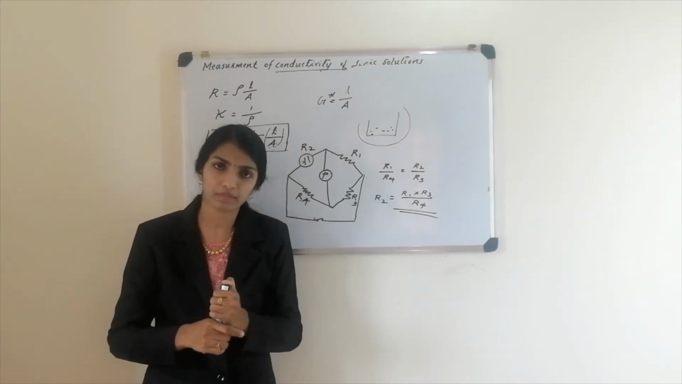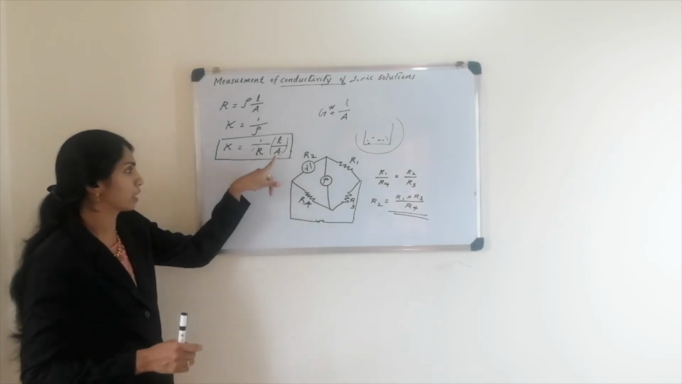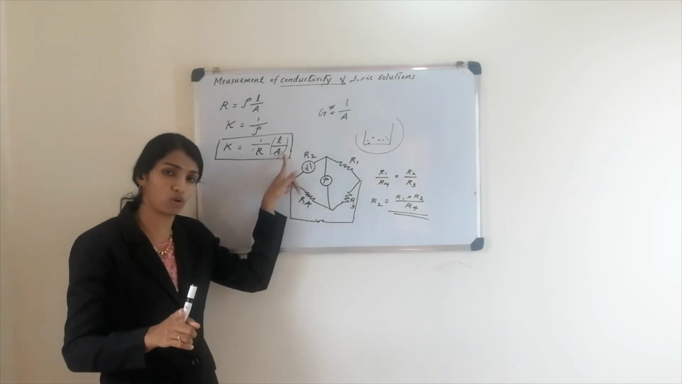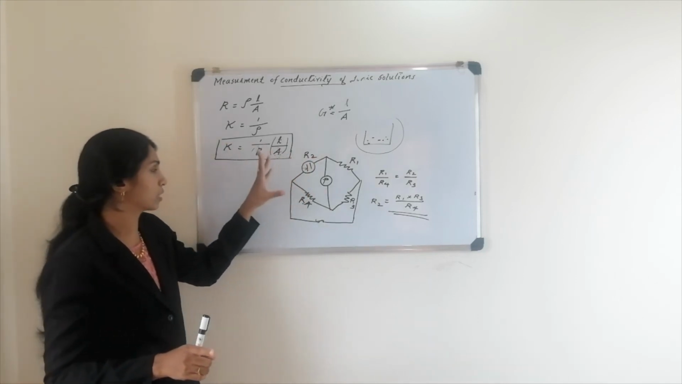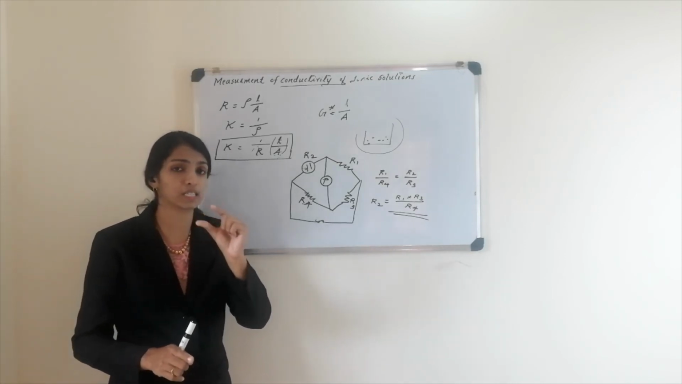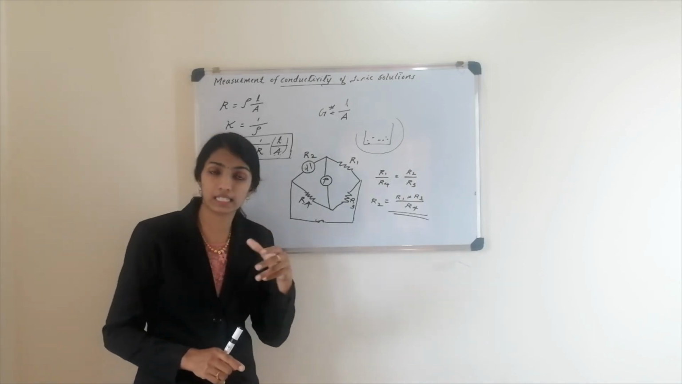Is it clear? For measuring the conductivity of solution, first you should remember how to measure the cell constant of the conductivity cell. Before that, you should know what is cell constant. For measuring the resistance of ionic solution, we are using a specially designed vessel, specially designed cell, and that cell is known as conductivity cell.